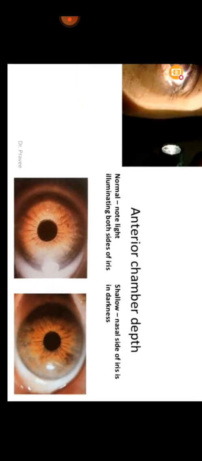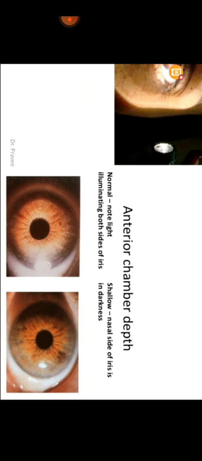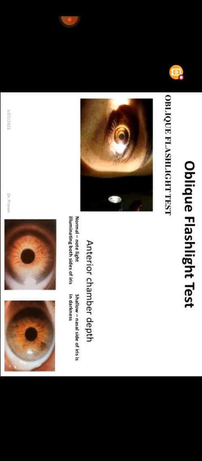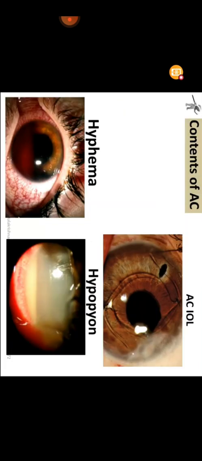And what you see is that if the anterior chamber depth is normal, the light will pass from the temporal area and cross to the nasal area, and there will not be any shadow. But if the anterior chamber depth is less, you will see a shadowing, because this area will get elevated and the light will not pass through this area. So you can see a shadowing of the area. This is called an eclipse sign. Can you make it out, like an eclipse, right? So this will be seen if the anterior chamber depth is less. Okay, oblique flashlight test.